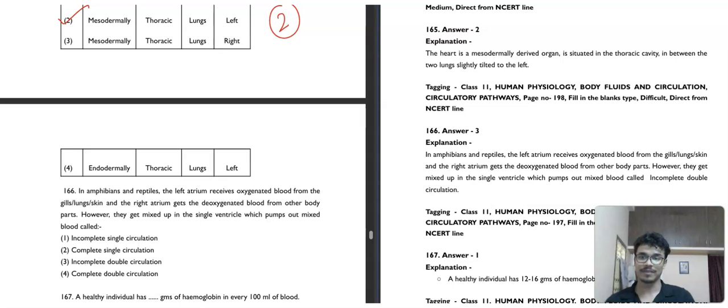It is saying that in amphibians and reptiles, the left atrium receives oxygenated blood from the gills or lungs or skin, and the right atrium gets the deoxygenated blood from the other body parts. However, they get mixed up in a single ventricle which pumps out mixed blood. You know that this is called incomplete double circulation. Third option is our correct answer.